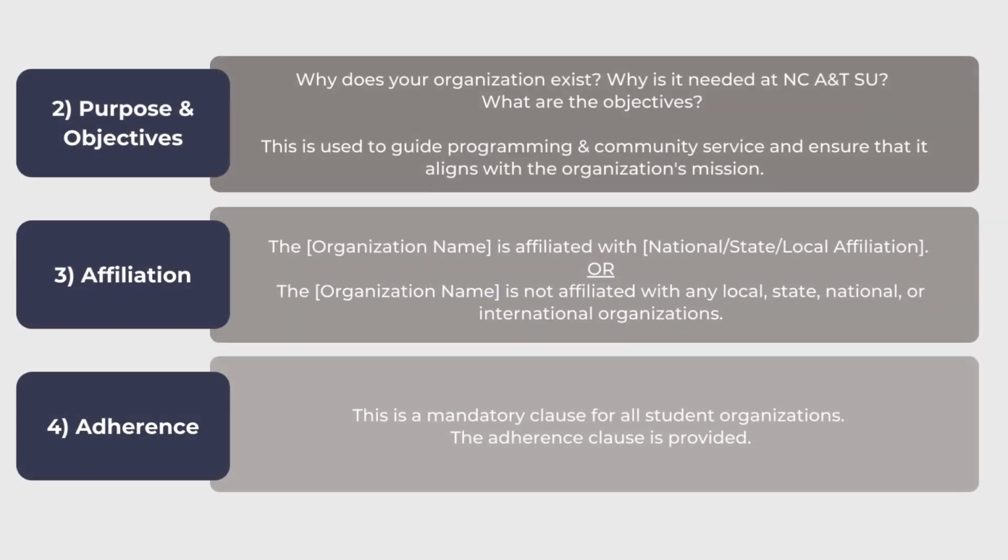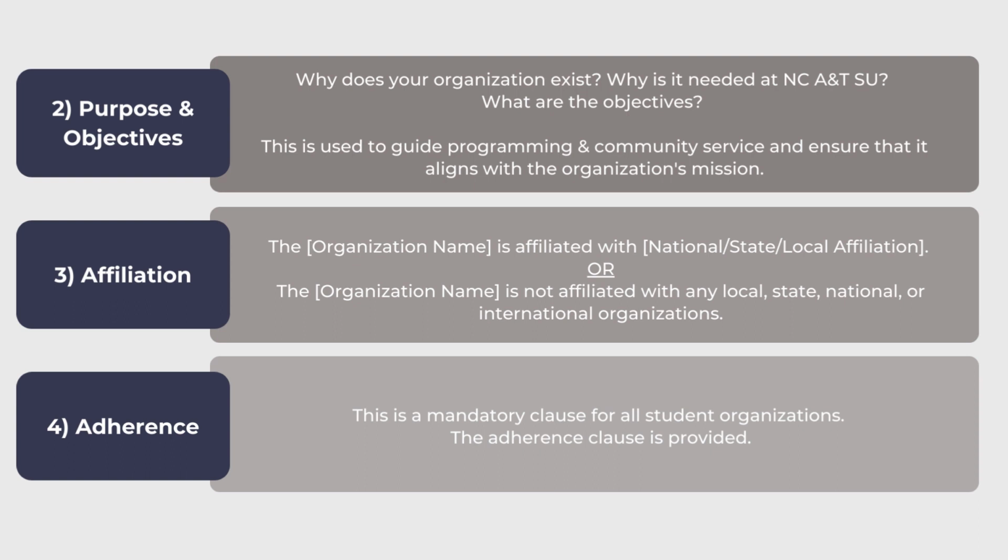In the second article, you will discuss the purpose and objectives of your organization. Things to consider are: why does your organization exist? Why is it needed at North Carolina A&T? What are the objectives? You want to provide examples of objectives of the organization without going into minute details. Make sure that the activities of the organization support the purpose and the goals. This is used to guide programming and community service and ensure that it aligns with the organization's mission.